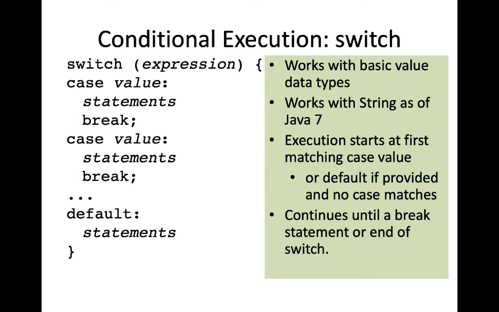The way it works, quite briefly, is that the expression is evaluated and it produces a value, not necessarily a Boolean value, any value, but it only works with primitive value types, or also with something called enumerations, which we'll get to later, and strings. In any case, you produce a value, and then inside the body of the switch, you can have one or more case statements where you provide specific values. The idea is that we evaluate the expression, we get a value, and then we go from case statement to case statement looking for a match.